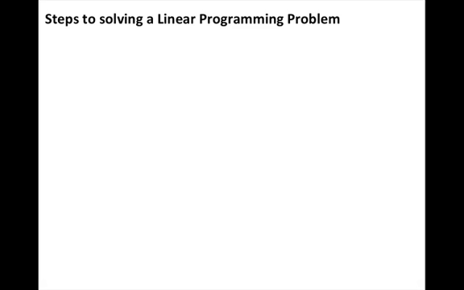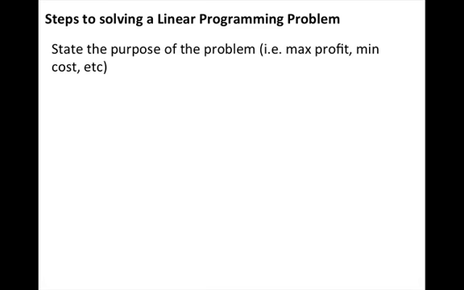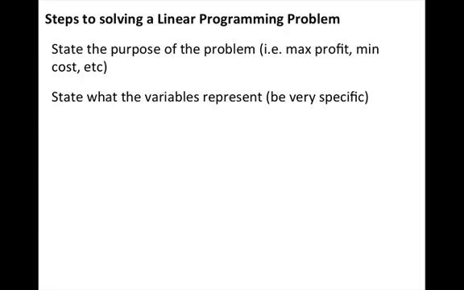So when you're looking at a linear programming problem, the applications, the word problems, let's look at the steps to solving that. The first step is to state the purpose of the problem. And this is usually to maximize or minimize something. We usually maximize the profit or minimize the cost. Those are two examples. The second step is to state what the variables represent and be very specific. This is going to help you when you're giving your final answers.